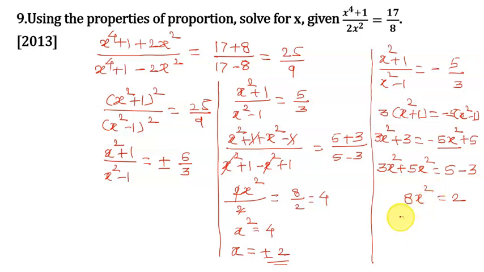Therefore x² is equal to 2 upon 8. Then after simplification you will have 1 by 4. Now take the square root on both sides, then you will have x equals plus or minus 1 upon 2, and hence the value of x is plus or minus 1 upon 2.